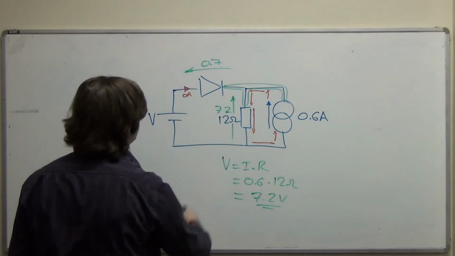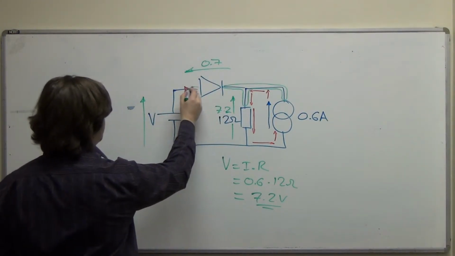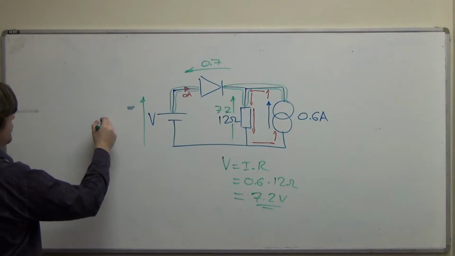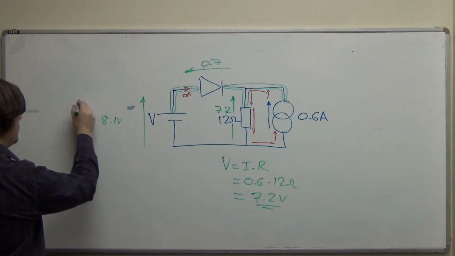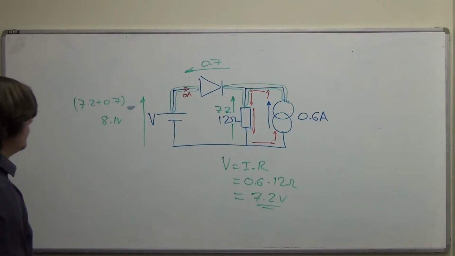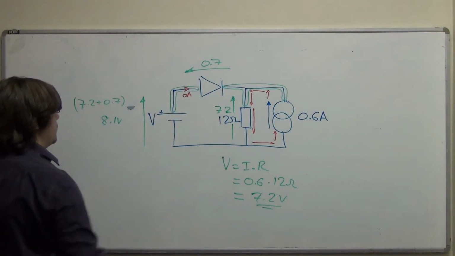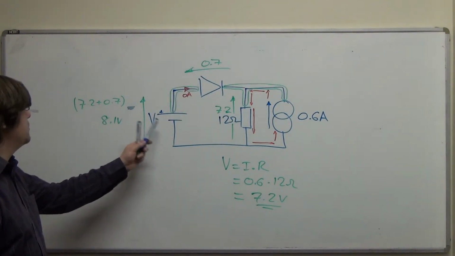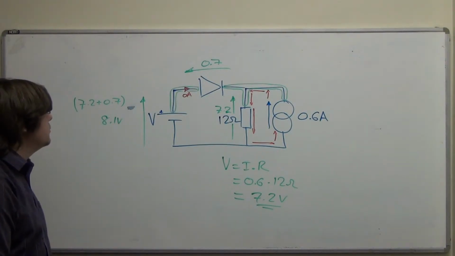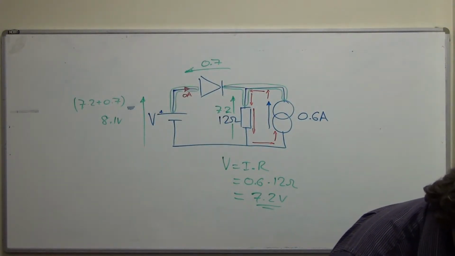So we can say, well, I've got 7.2 there, I've got to add the 0.7, so that means across here, so this node here, I need 7.2 plus 0.7, which is 8.1 volts. And that's the same as my value for V, because my positive side of my source is the same as the arrow direction on my new voltage arrow. So 8.1 ought to be the voltage that gives us the on the edge of conduction condition for the diode.